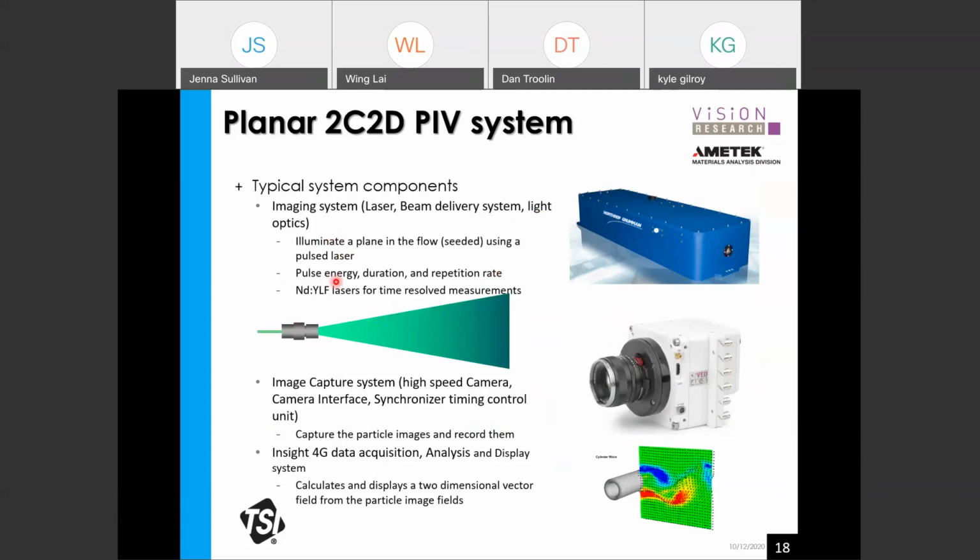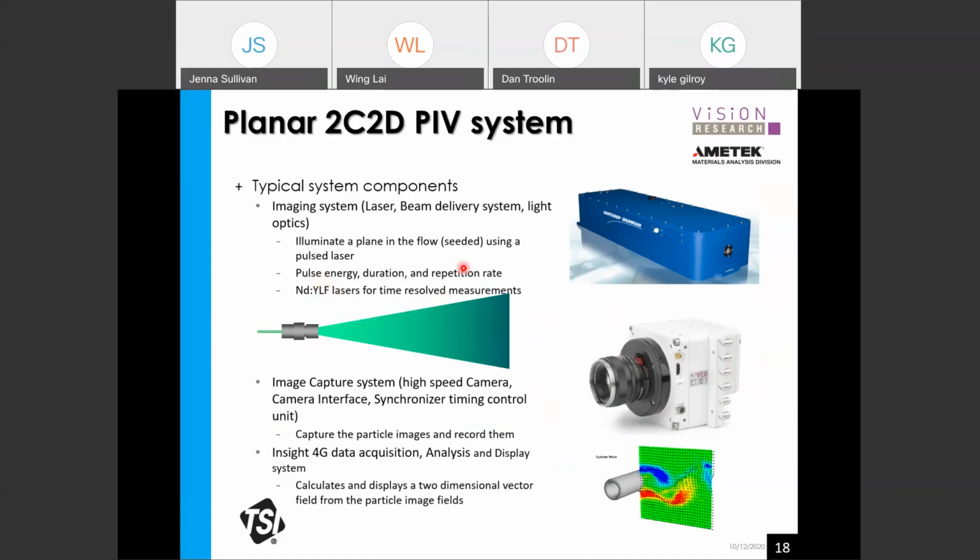The lasers are also very useful because the pulse energy is very high, and the duration of each laser pulse is very short. That means we can effectively freeze the motion of the particles to truly represent what's going on at that particular instant of time.